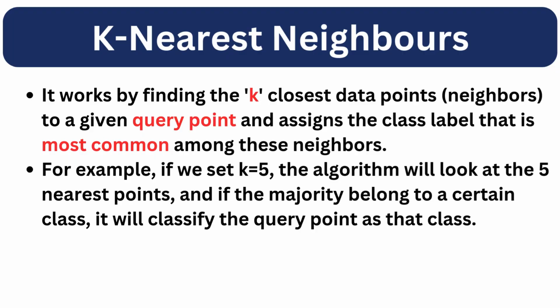kNN or k-nearest neighbors is one of the simplest and most intuitive classification algorithms. It classifies the data points based on their proximity to other labeled data points. It works by finding the k closest data points called neighbors to a given query point and assigns the class label that is most common among these neighbors. For example, if we set k equal to 5, the algorithm will look at the 5 nearest points, and if the majority belongs to a certain class, it will classify the query point as that class.